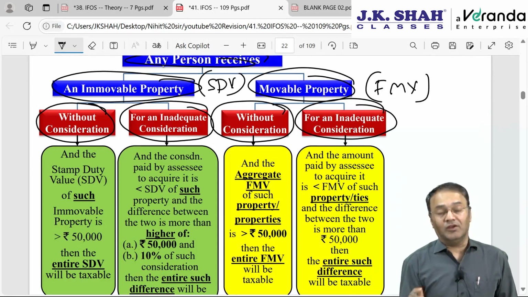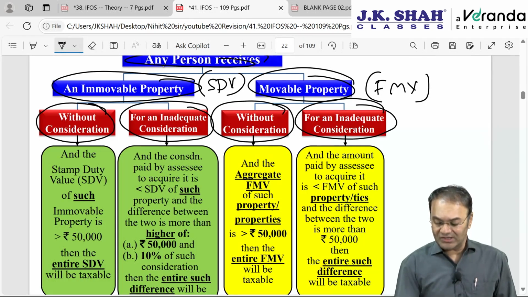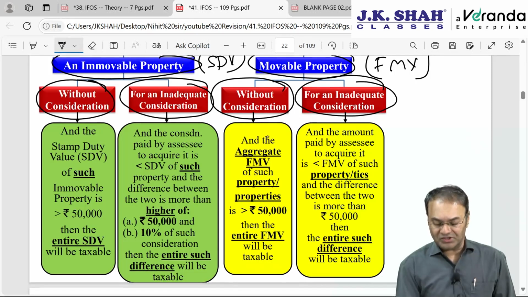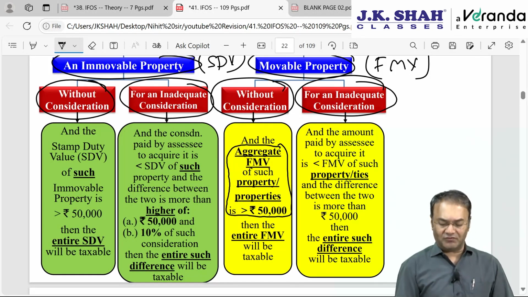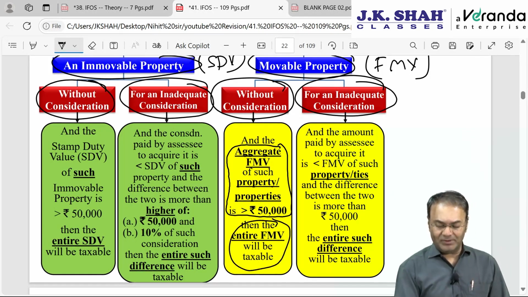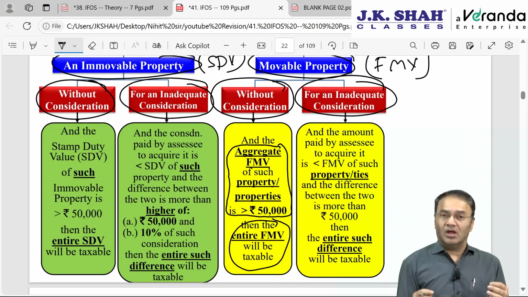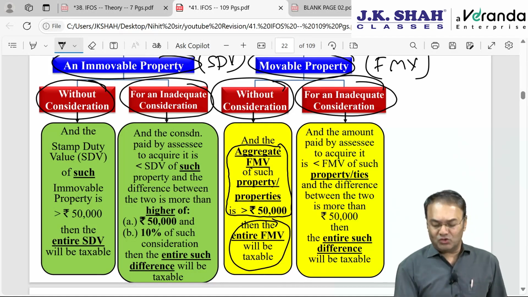If received without consideration, let's start with movable property, received without consideration, and the aggregate FMV of such property or properties is greater than 50,000, the entire FMV will be taxable. Here, aggregate FMV is to be checked.